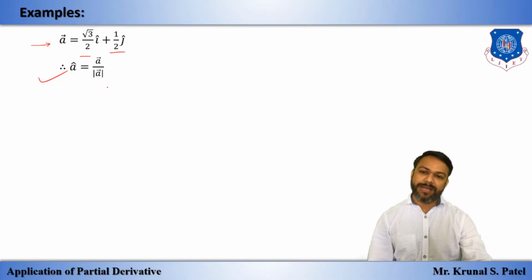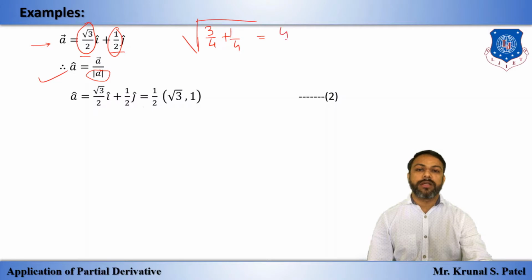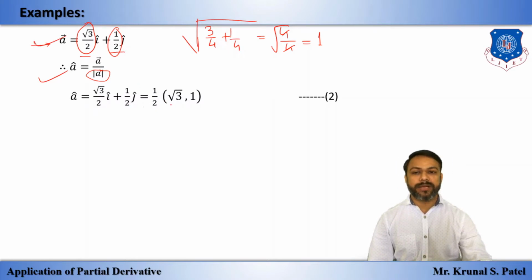So vector divided by its magnitude. The magnitude of this is 1 itself, because magnitude means what? Under root of the square of this, that means 3 by 4, plus the square of this, which is 1 by 4. So 4 by 4 and 4 by 4 cancel out, and root of this is 1. So this vector itself is a unit vector. We can take 1 by 2 common, so root 3 comma 1, number 2.